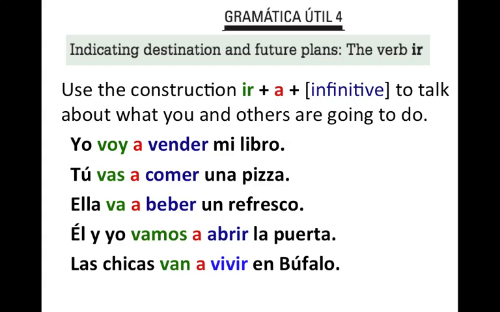If you were to say that each of these subjects were actually doing the activity, you would say, yo vendo mi libro, tú comes una pizza, ella bebe un refresco, él y yo abrimos la puerta, las chicas viven en Buffalo. So if they were doing the activity right now, you would just conjugate that second verb. If they're going to do the activity, that second verb tags along in the infinitive and you conjugate the form of go, ir.